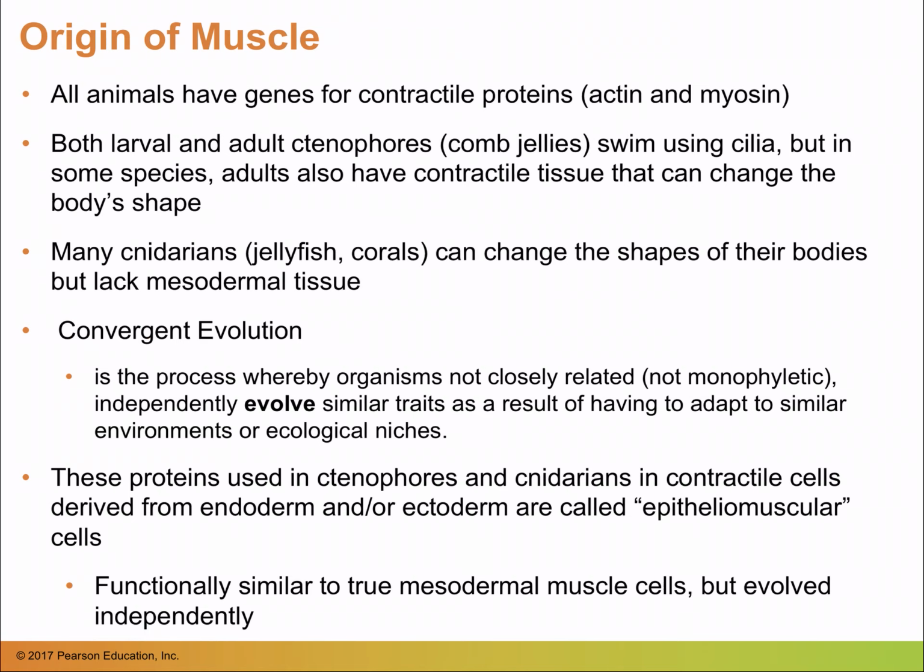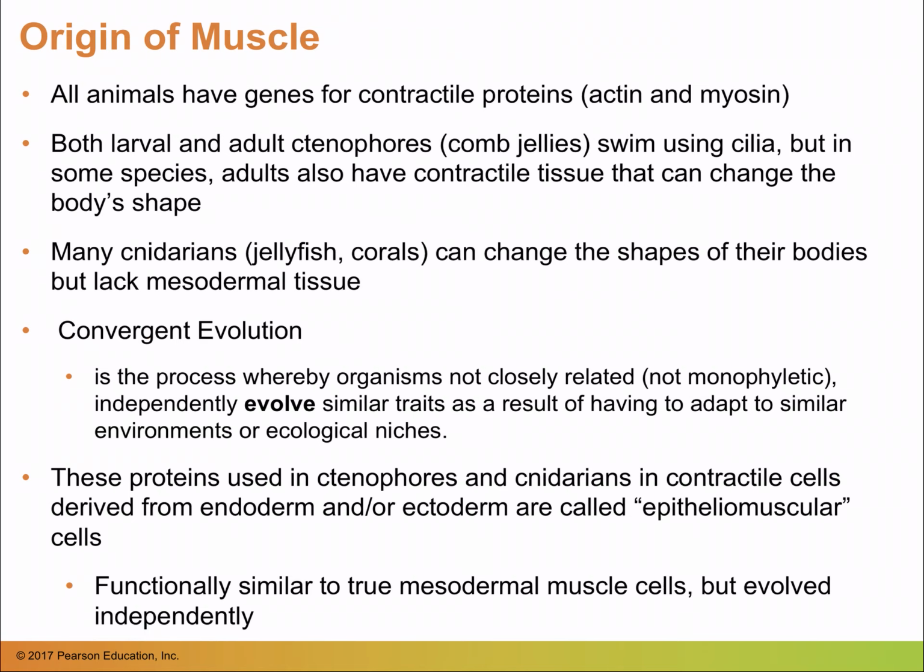Okay, so the idea that this process where these organisms that were not closely related independently evolve similar traits, having to adapt to similar environments, that's known as convergent evolution. So these organisms, even though we're not closely related to them, and some animals are not closely related to jellyfish and corals, they still had to evolve to have these similar structures because they lived in the same environment. So the ability to move was not something that was unique to just one group in the animal kingdom.